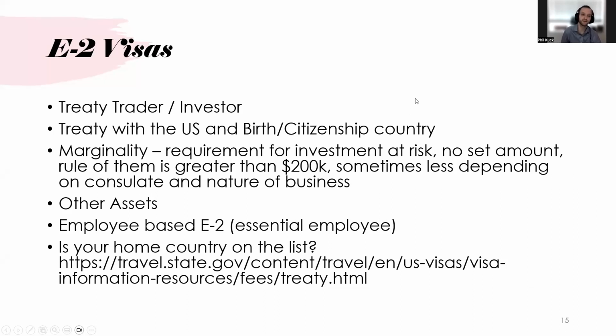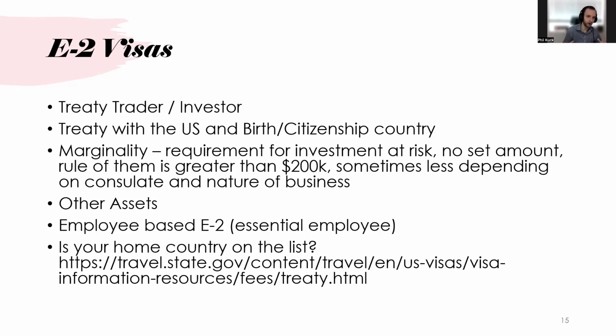So the E2 visas, those are for treaty traders and investors. What I mean by a treaty trader or a treaty investor is that your home country and the country you're in now, the US, they have to have had a treaty, right? And you can easily look that up. There's a link here at the bottom of the slide to see whether or not your country is a treaty country. So you have to have a treaty with the US and birth citizenship in your citizenship country.